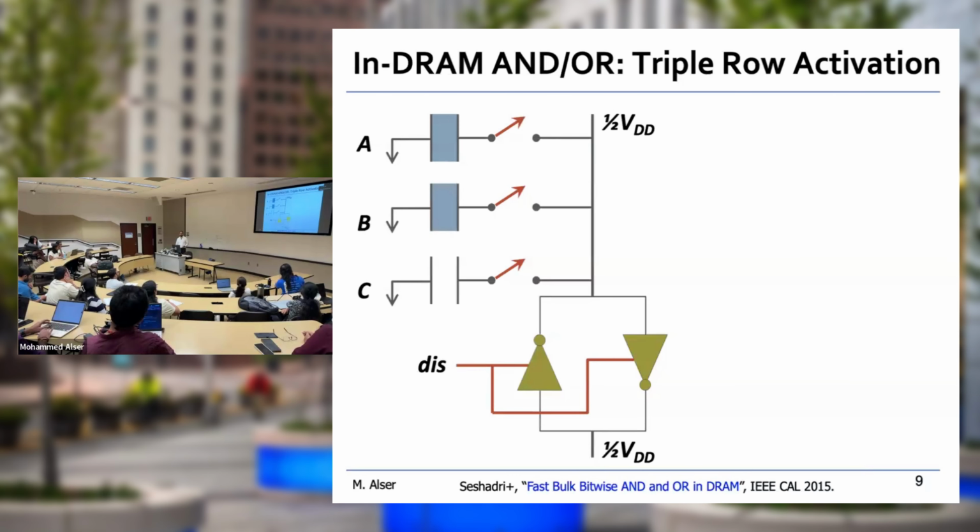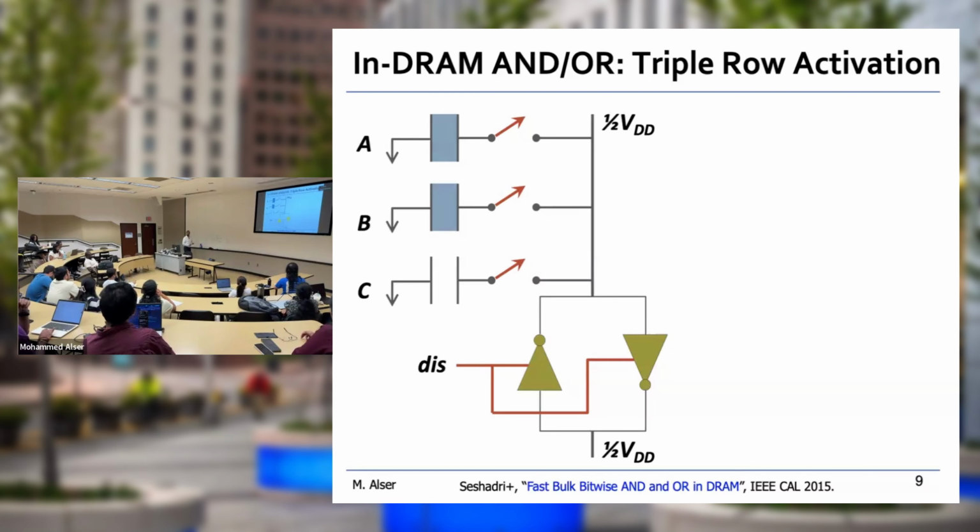And the next paper we discuss is about AND/OR operation inside the DRAM device. How many rows do we need to activate to perform an AND/OR operation? Someone says 2, someone says 3. 2 or 3? How many of you say 3? How many of you say 2? Someone in the middle says not 2, not 3. 2.5? All right, so we have 3.